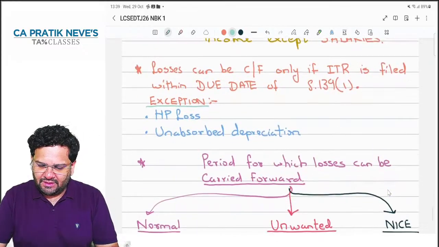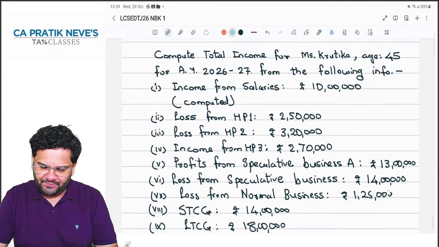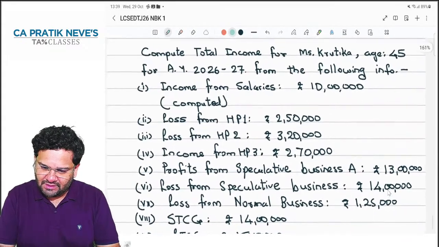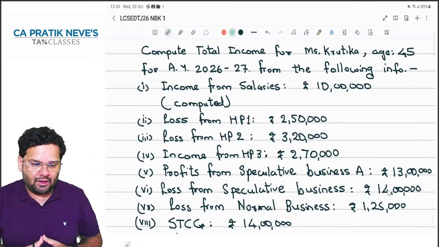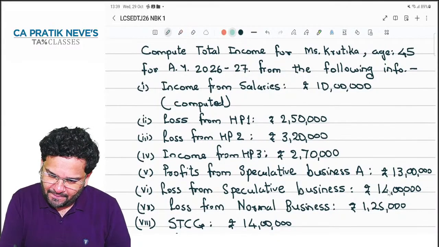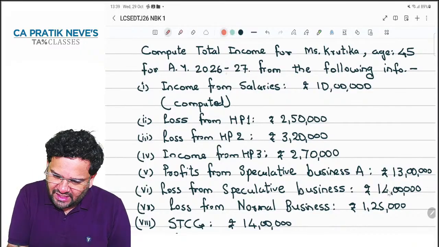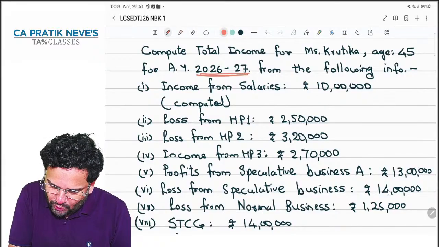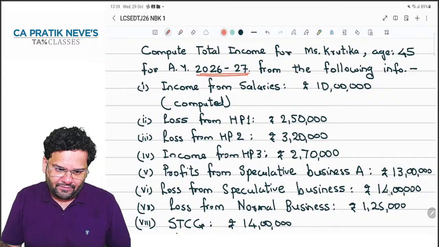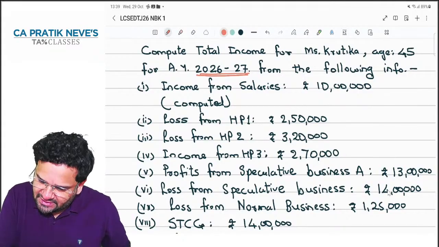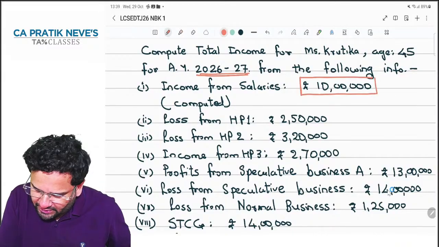See one question, friends. Question is, compute total income of Mrs. Krutika, whose age is 45, for AY 26-27 from the following info. Income from salaries is 10 lakh. Very good. And it is already computed.